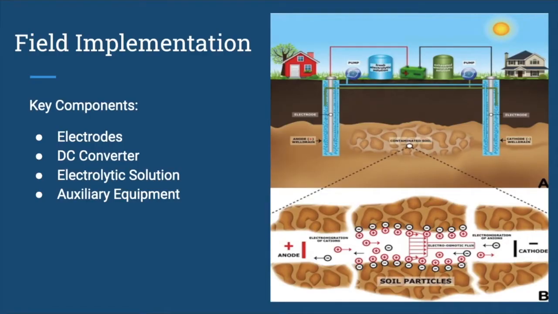In this next section, we will discuss how electrolytic remediation technology is implemented in the field. This technology is usually made up of four main components: the electrodes, the DC-AC converter, the electrolytic solution, and other miscellaneous pipes and wiring connecting the system.